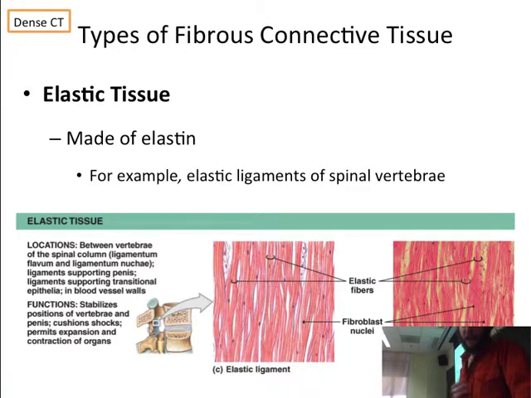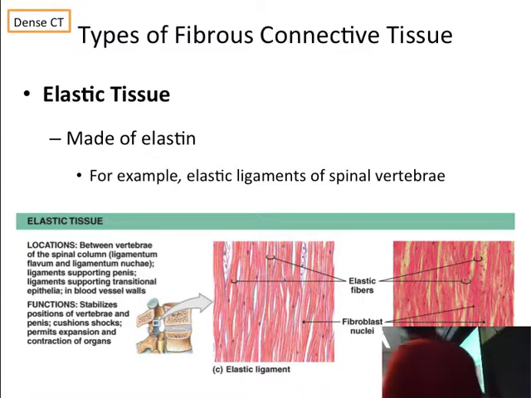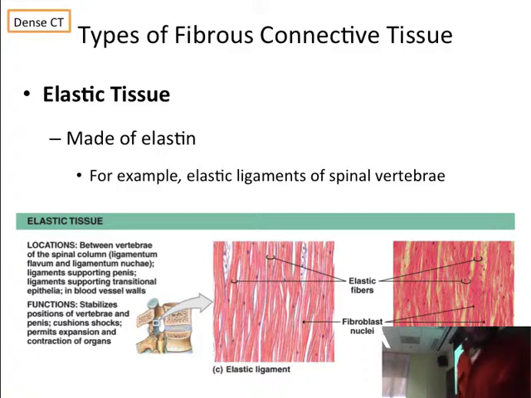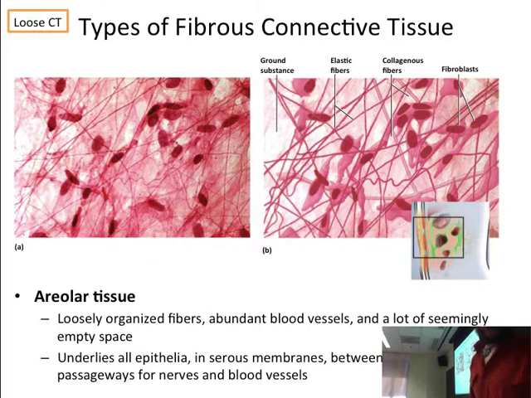And then finally, elastic tissue. This is the third type of dense connective tissue. It's made of elastin. It's stretchy. The example I give here is the elastic ligaments in the back, which enable your vertebrae to stretch with respect to one another, but stay in a stable orientation and return to their original position.